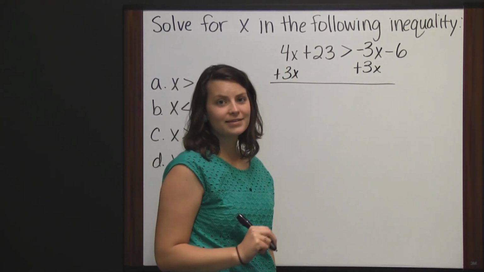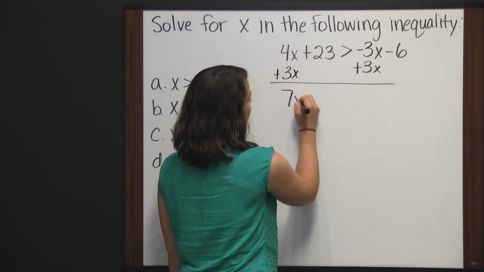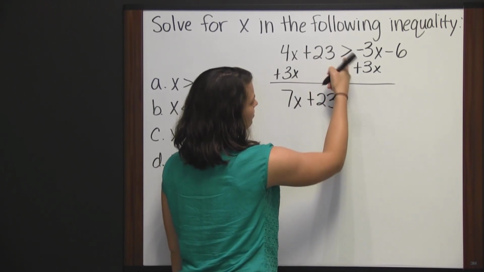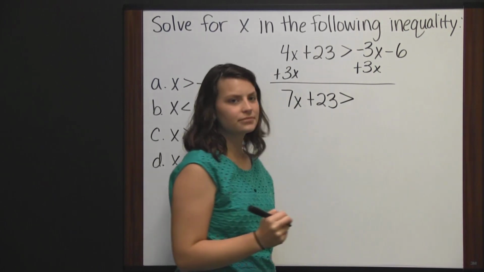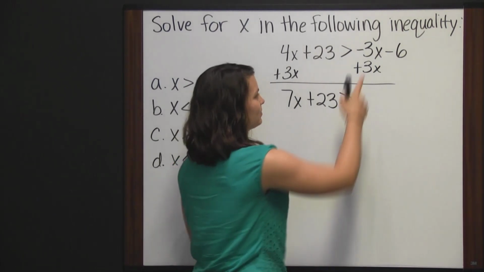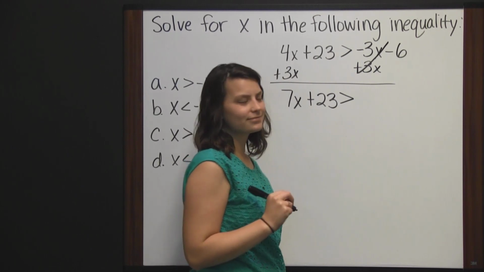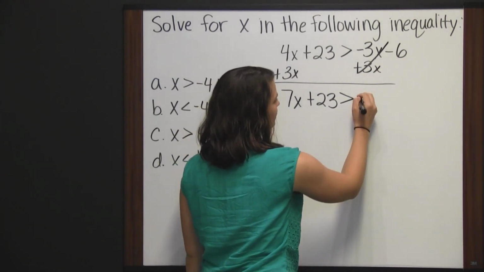4x plus 3x is 7x. Bring down the plus 23. And bring down the greater than sign. Negative 3x plus 3x, those are additive inverses, so they cancel. Bring down the negative 6.